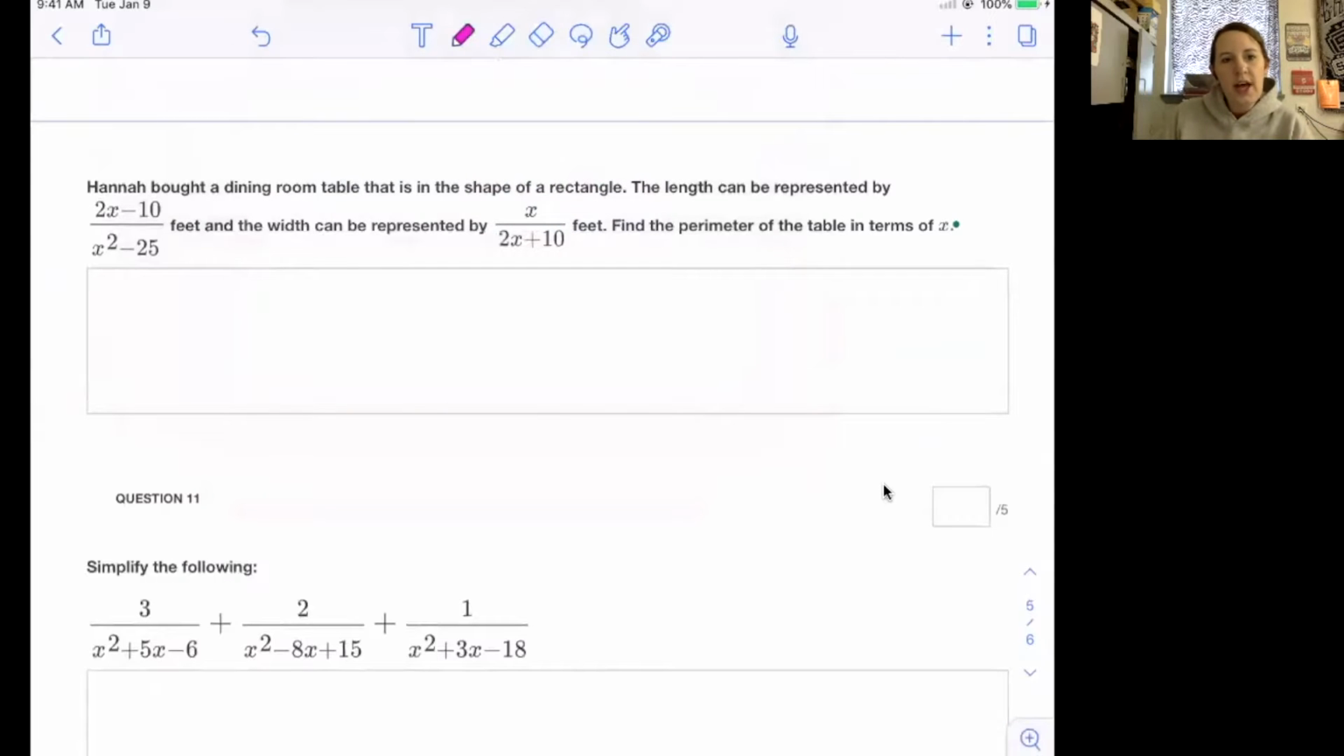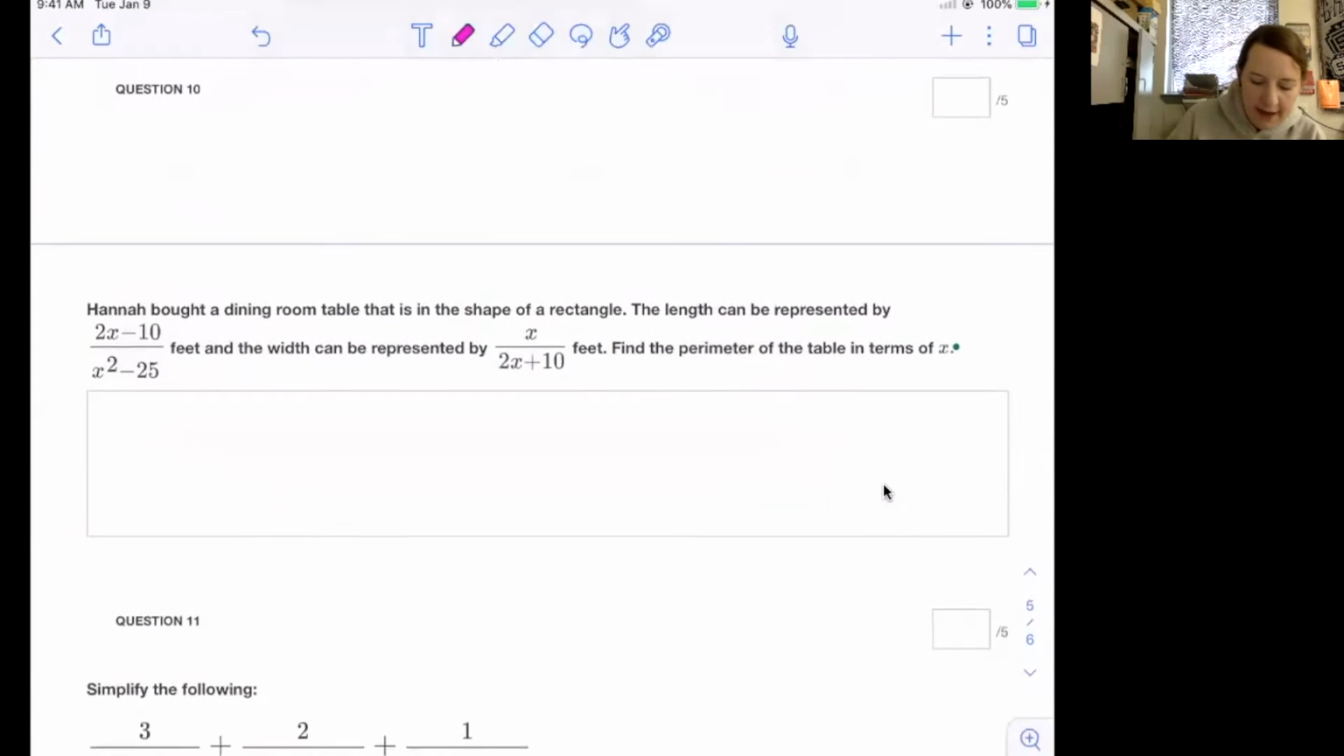All right, last question we're going to look at is number 10. Hannah bought a dining room table that is the shape of a rectangle. The length can be represented by (2x minus 10) over (x squared minus 25) feet, and the width can be represented by x over (2x plus 10) feet. Find the perimeter of the table in terms of x.